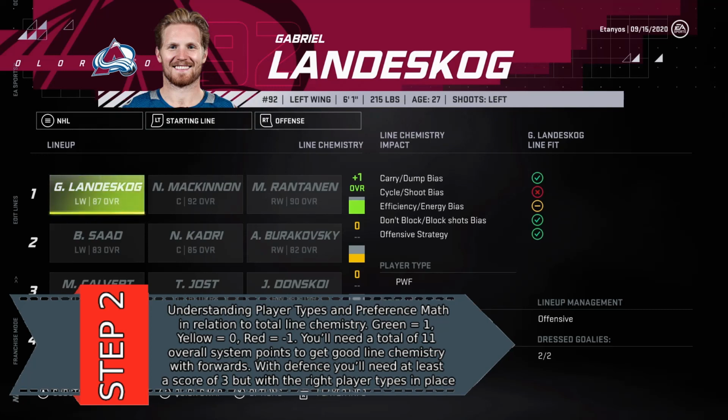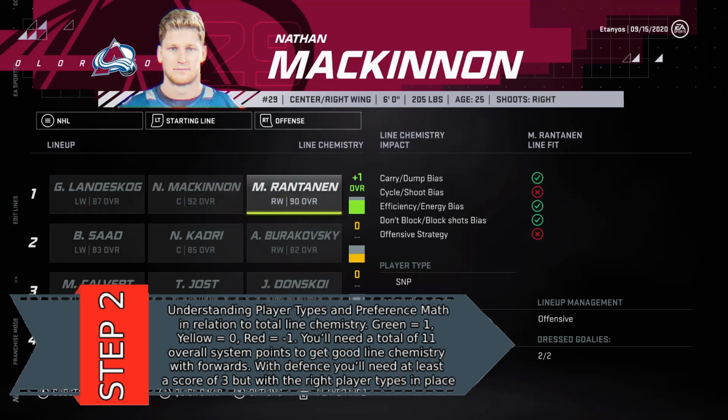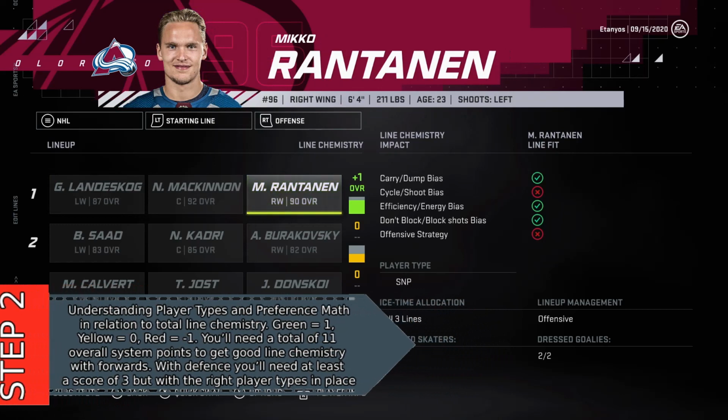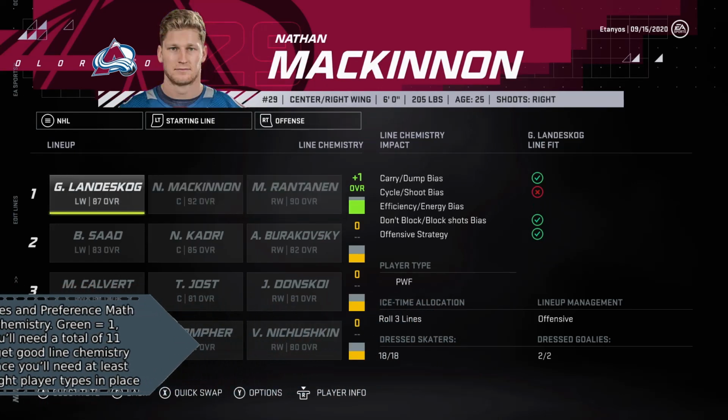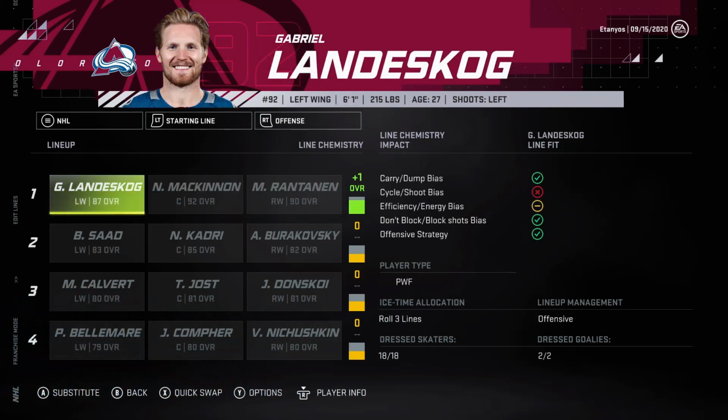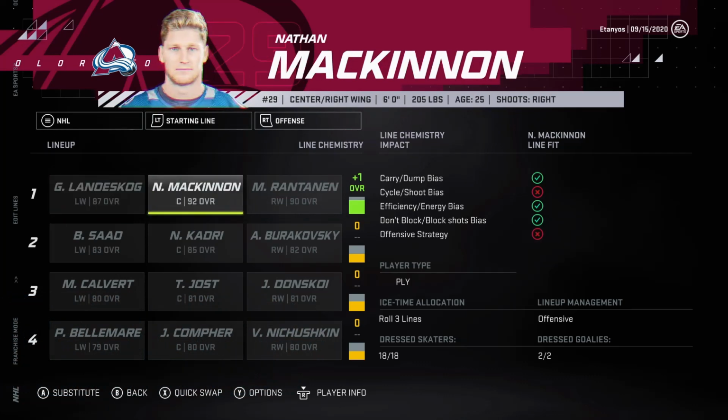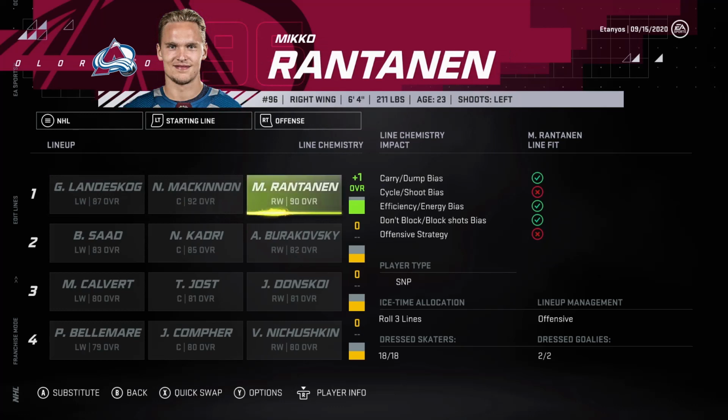So you need to add these up and think of green as a +1, yellow as a 0, and red as a -1, okay? So you'll need a total of 11 overall system points to get at least good chemistry. When we look at this line, I can see 1, 2, 3, 4, 5, 6, 7, 8, 9 check marks. So that's 9 points for, but then 1, 2, 3, 4, 5 against. So we're actually only at a +4 currently.